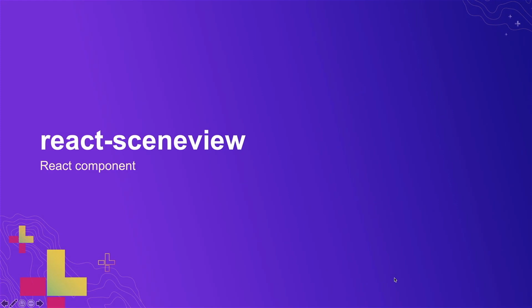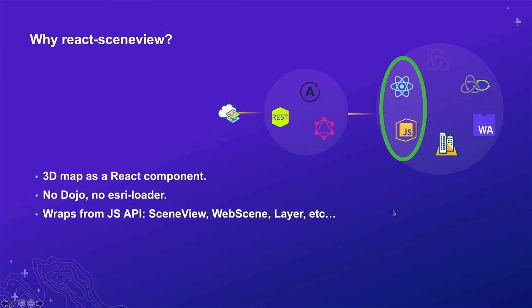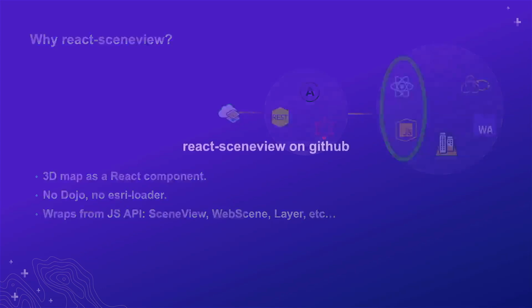Then to React SceneView, which is a component we've created to facilitate the integration of the JavaScript API into React applications. So that's the whole technology stack here on the front end. Our goal is to be able to have a 3D map, as you've seen in Urban, as a React component. And we don't want to mess with Dojo, we don't want to mess with Esri Loader in our front end. So we created this wrapper called React SceneView, which wraps the SceneView, a web scene, and layers and so forth from the JavaScript API and lets you use them in a React application.